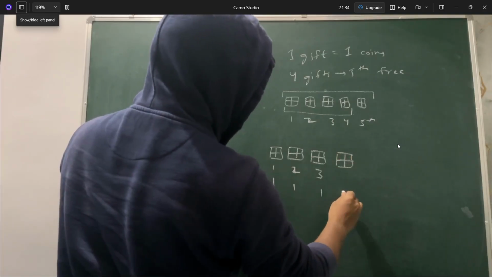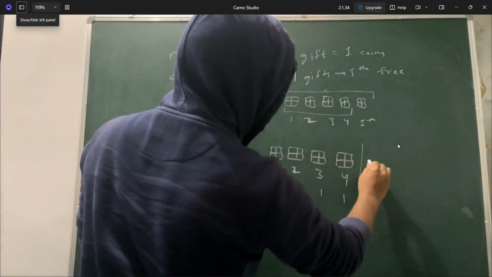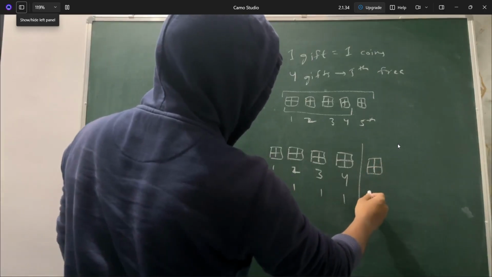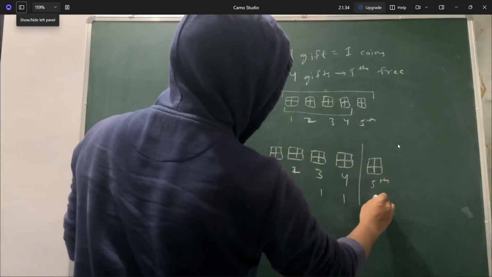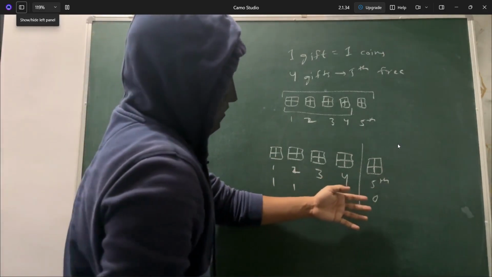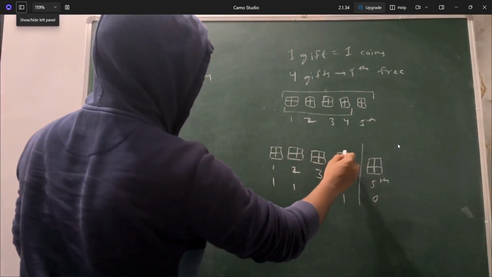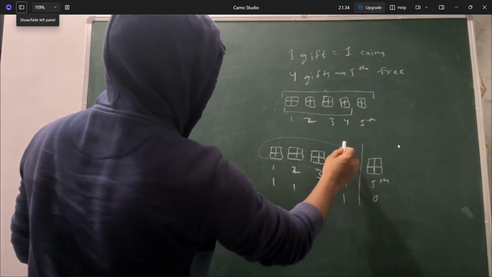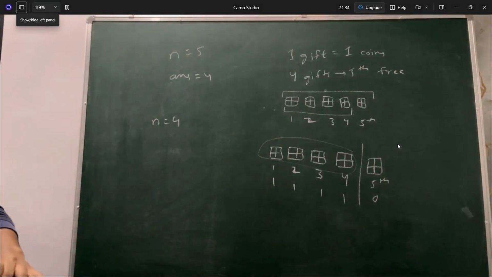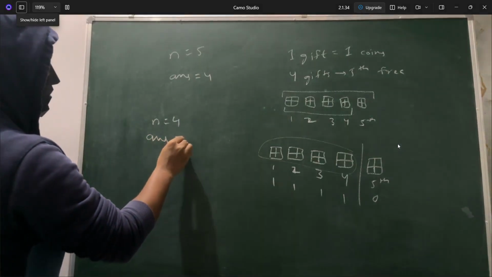When he spends 1 more coin, he'll get the 4th gift, but additionally 1 more gift, the 5th, he'll get free of cost, requiring 0 coins. So by spending 4 coins he got 5 gifts, but he needs to give only 4 gifts. So only these 4 gifts he'll be giving to Cheffina, and the free one he will not be taking. You can think of it this way. So in this case our answer is also 4.